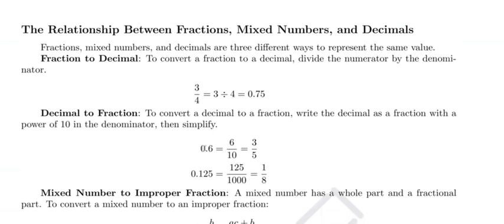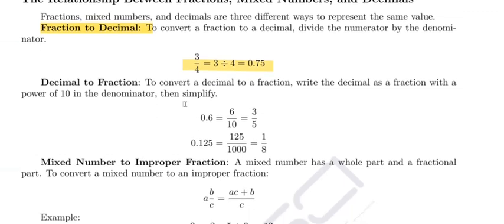There are 3 different ways to show the same value, and we can convert from one to another. First, turning a fraction into a decimal. Just divide the numerator by the denominator. For example, 3/4 means 3 divided by 4, which equals 0.75.